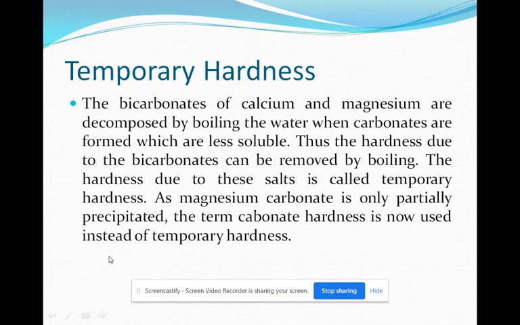Temporary hardness is basically because of the bicarbonates of calcium and magnesium, which are decomposed by boiling the water, when carbonates are formed that are less soluble. Thus, the hardness due to bicarbonate can be removed by boiling. The hardness due to these salts is called temporary hardness, although magnesium carbonate is only partially precipitated. The term carbonate hardness is now used instead of temporary hardness.